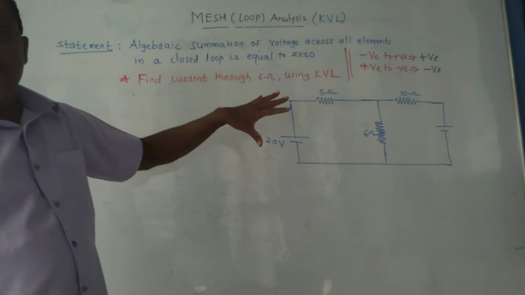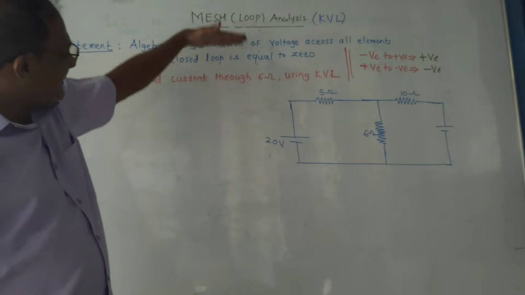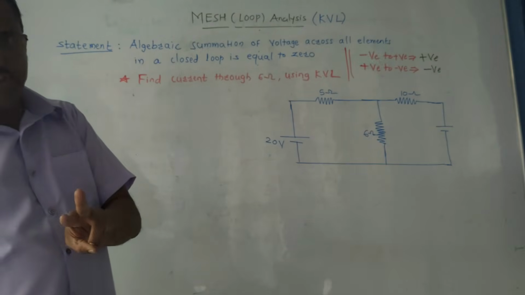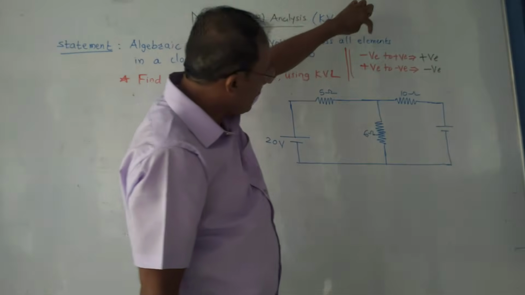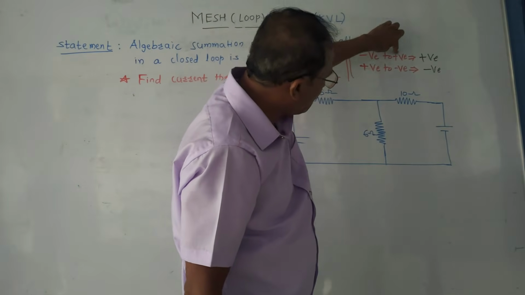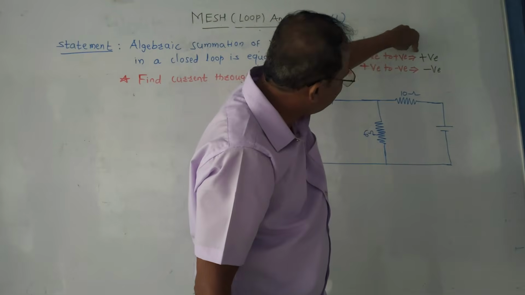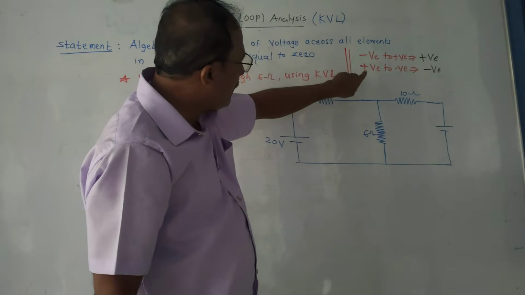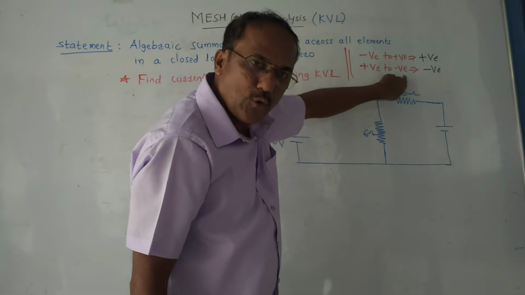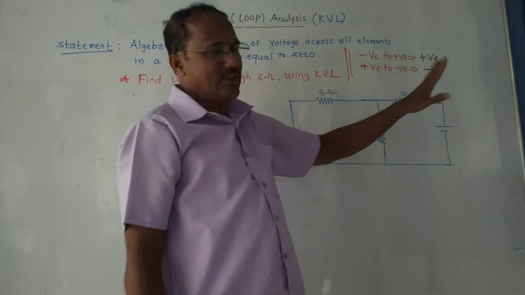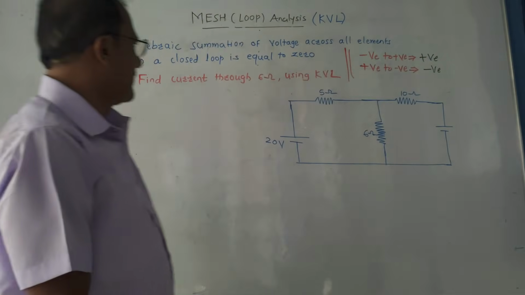Let us solve a few numericals so that this statement will be more clear to you. We need to follow only two rules for solving the numericals. If we are moving from negative to positive, consider it as voltage rise, that means consider it as positive. If we are moving from positive to negative, consider it as voltage drop, that means consider the negative sign. We'll discuss it while solving the numericals.